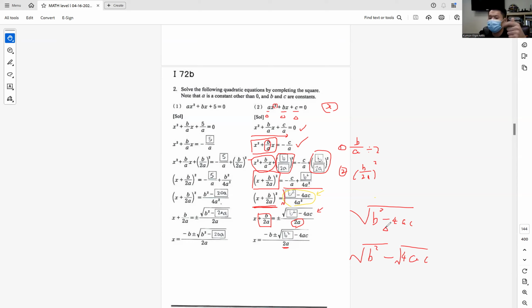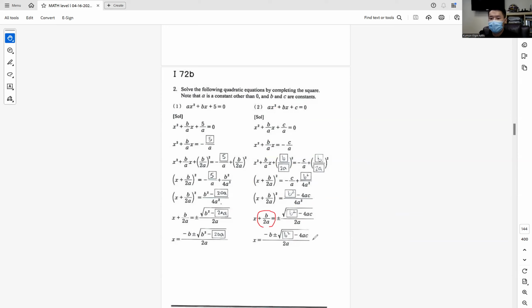Does the rule of square root apply to this? Absolutely no. Why? Because if you wanted to do something like this, in between it has to be a multiplication or division instead of a subtraction, because subtraction and addition is the lowest tier of the order of operation. That's why you cannot do that. Make sense? All right, last but not least, you subtract the b over 2a to the right side.